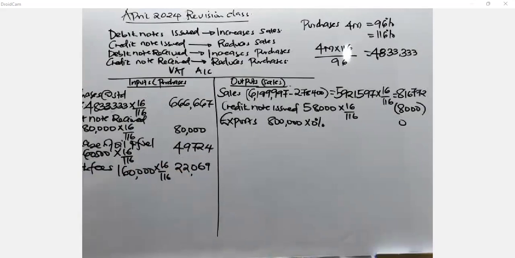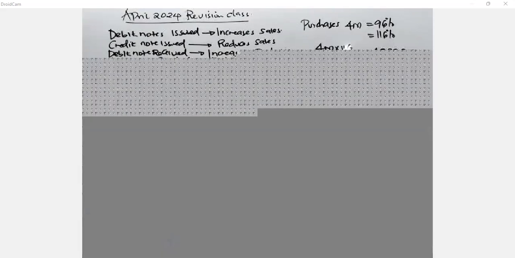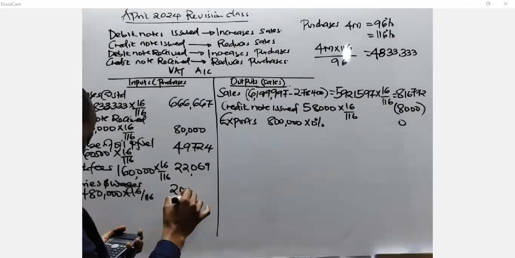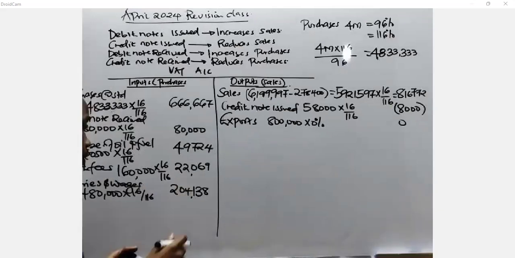We have things like salaries and wages. The salaries and wages are 1,480,000 times 16 divided by 116, getting 204,138. 204,138 there.